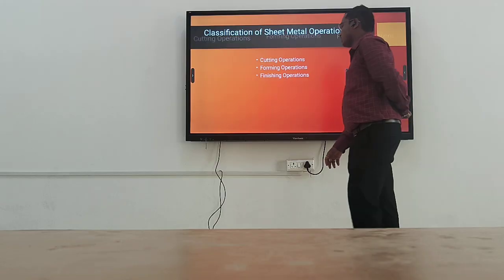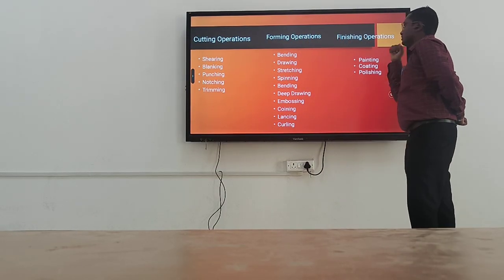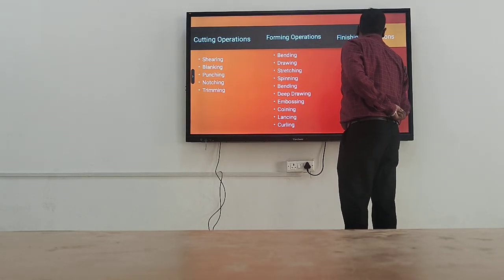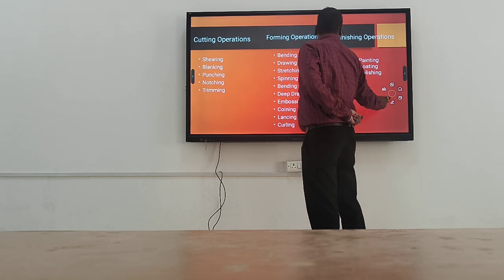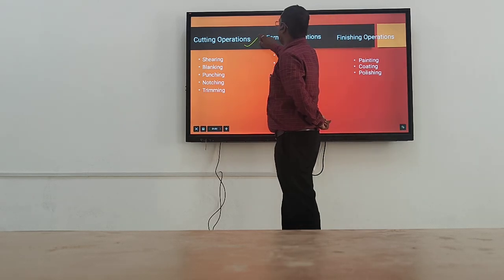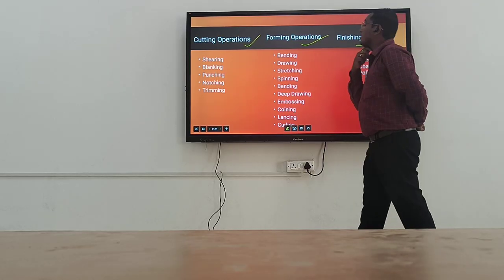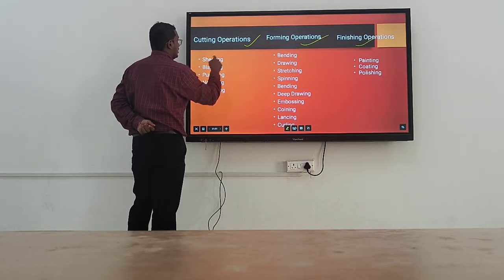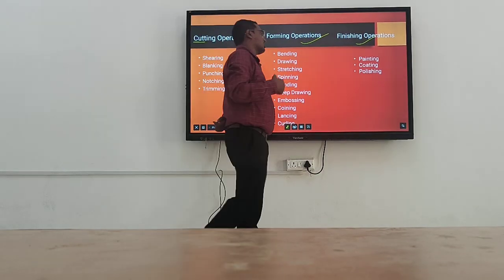These are the classifications of sheet metal operations. There are three parts: cutting operation, forming operation, and finishing operation. In cutting operation, we cut the sheet and cut the material.